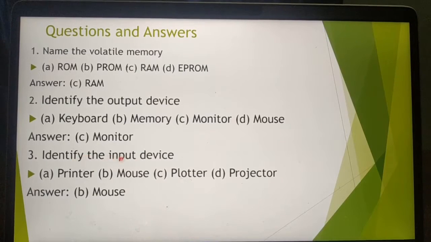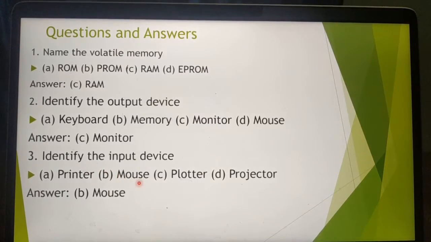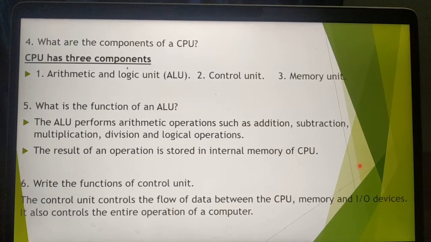Next, identify the input device. Printer, we all know it is an output device. Mouse is an input device. Answer is mouse only. Then plotter is an output device, projector is also an output device.